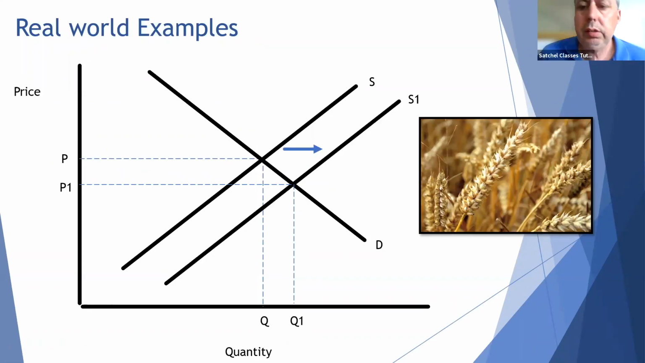Good summer, nice and sunny, rain at the right times can increase harvest yields in the fields, and so shift supply outwards to the right, causing a movement along the demand curve, making the equilibrium price fall from P to P1. Because the yields are higher, so they're getting more grain per acre, then the price will fall.